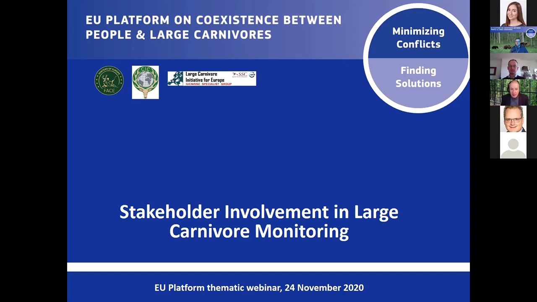Involving stakeholders can both increase the amount of data collected and also the acceptance of the results, but it's not always as easy or practical to do in reality. And so today we want to increase the understanding of what is needed for a successful monitoring and the desirability of involving stakeholders. So specifically this morning, we will give an overview of different monitoring techniques which are used all over Europe. And then we will have a look at some examples of stakeholder involvement from a range of EU countries.